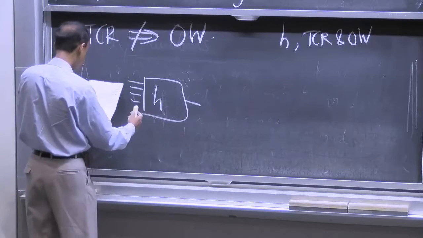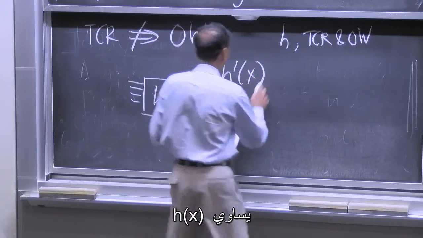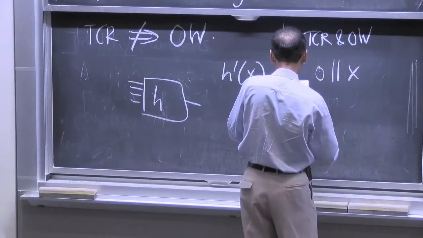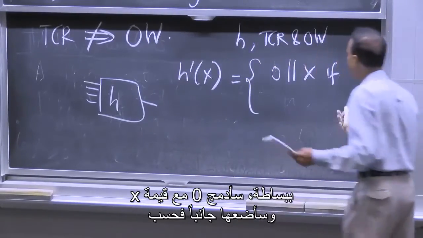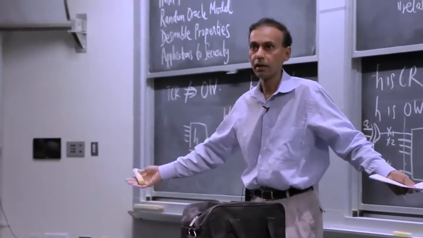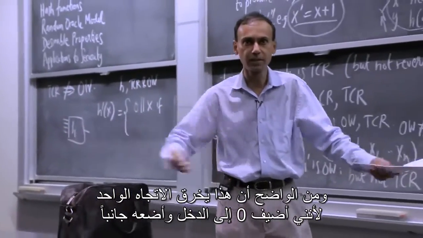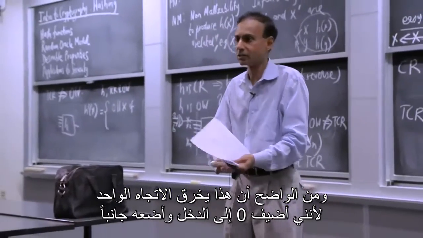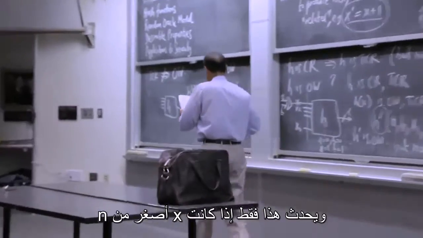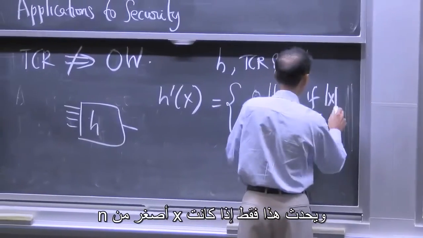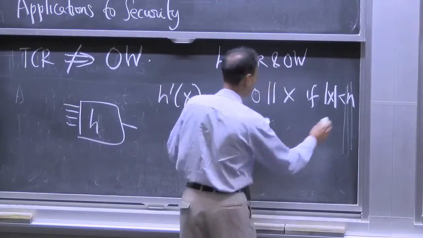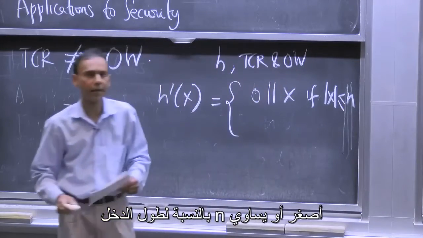And h of x is simply something where I'm going to concatenate a 0 to the x value and just put it out. And clearly this is breaking one-wayness because I'm just taking the input, adding a 0 to it and shipping it out. So it's going to be easy to go backwards, right? And this only happens if x is less than or equal to n in terms of the input length.